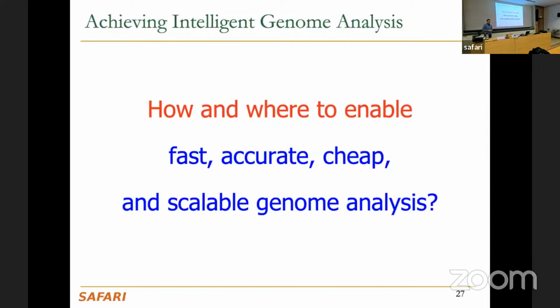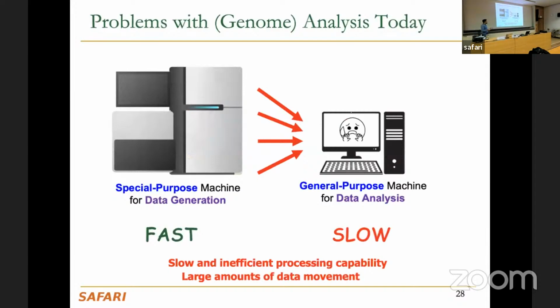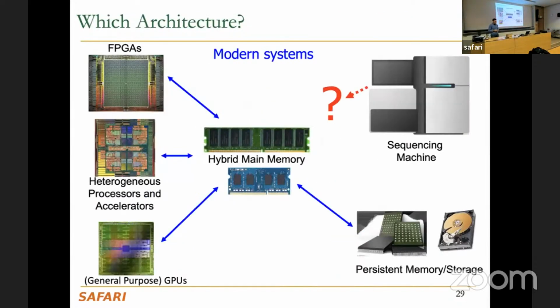But then the other question is, how and where to enable fast, accurate, cheap, and scalable genome analysis, right? And we see this common problem today. This is a special purpose machine which is generating the sequencing and genomic data, and it is really specialized at generating data at a really fast rate. But then to analyze this data, we're trying to use this general purpose machine, which is really slow. And the reason why it is slow is that it doesn't really know about the requirements and needs of that particular data, right? So that's why it looks scared over there, because it doesn't know what's coming.